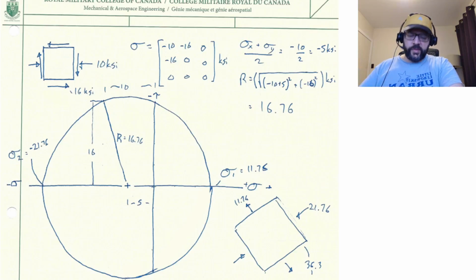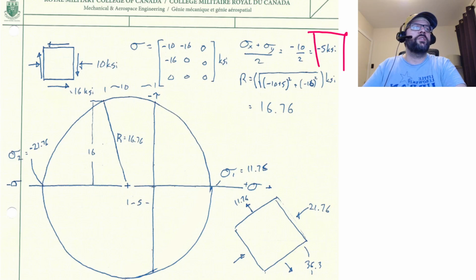All right, so let's look at another one. We've got a negative 10 ksi stress in the x direction. I got negative 16 ksi shear stress going on, and then nothing in the y. So again, the simplest thing to do is to start off with our calculation of where our centroid is going to be. So negative 10 divided by 2 is negative 5.